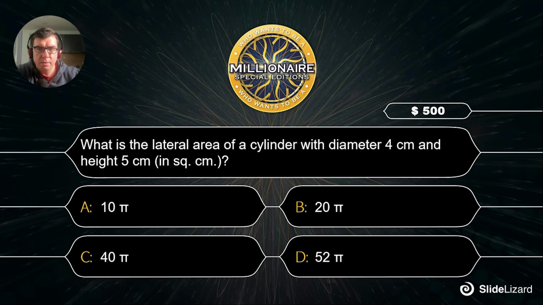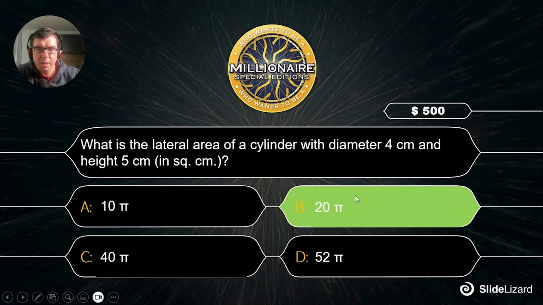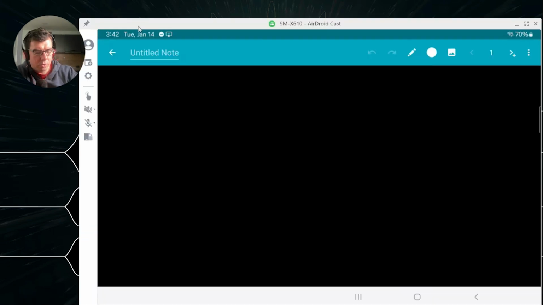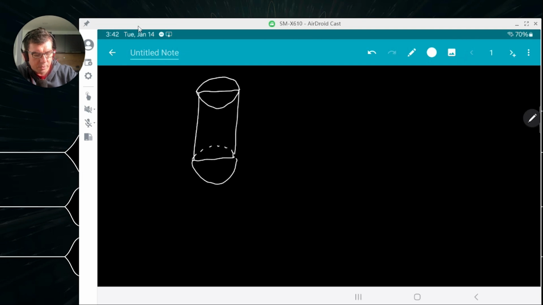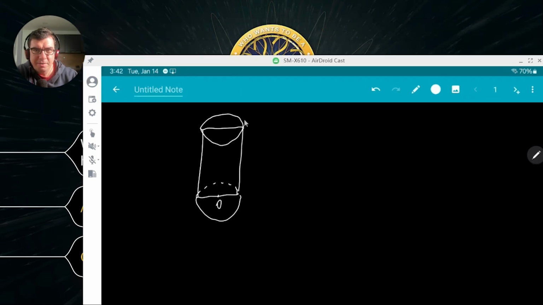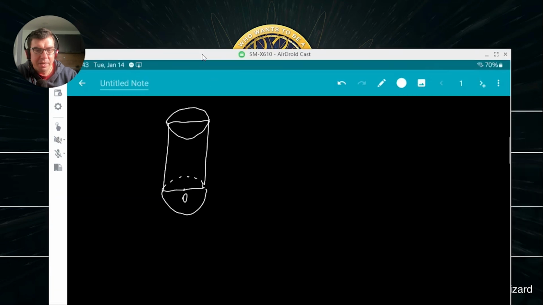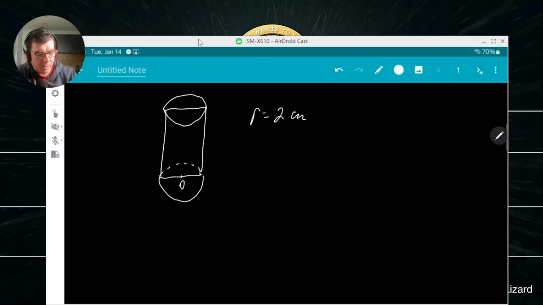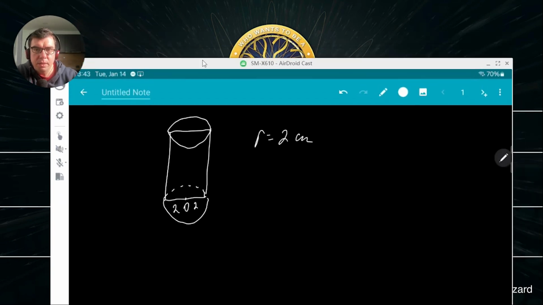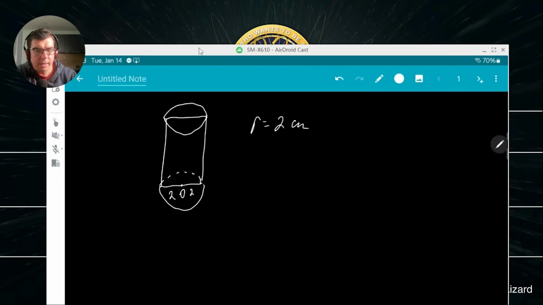Did you find B, 20 pi? 20 pi is correct. Let's calculate it real quick. So let's draw a basic cylinder. Let's assume it's a straight vertical cylinder. Okay. The radius is 2 because the diameter is 4, and the height is 5.